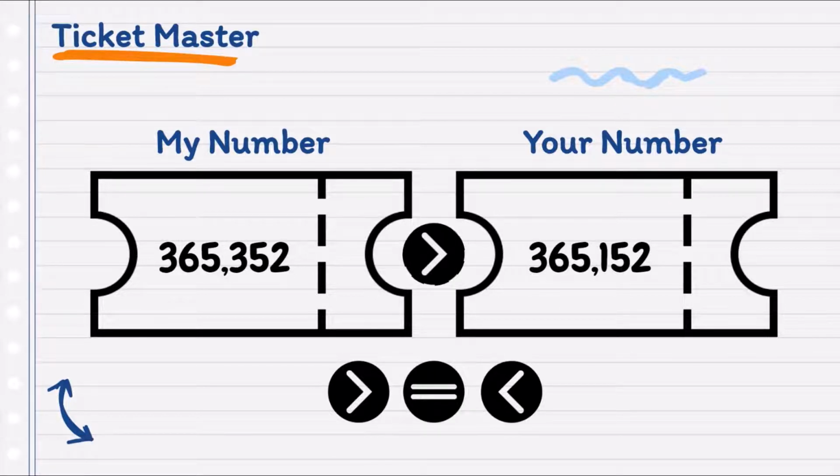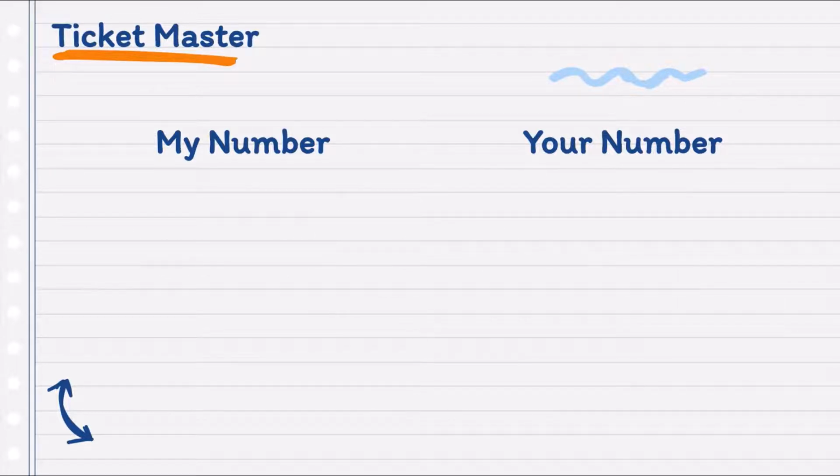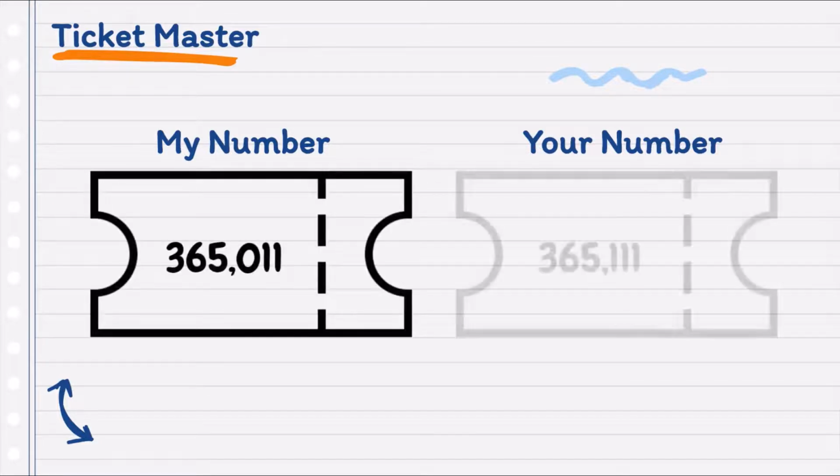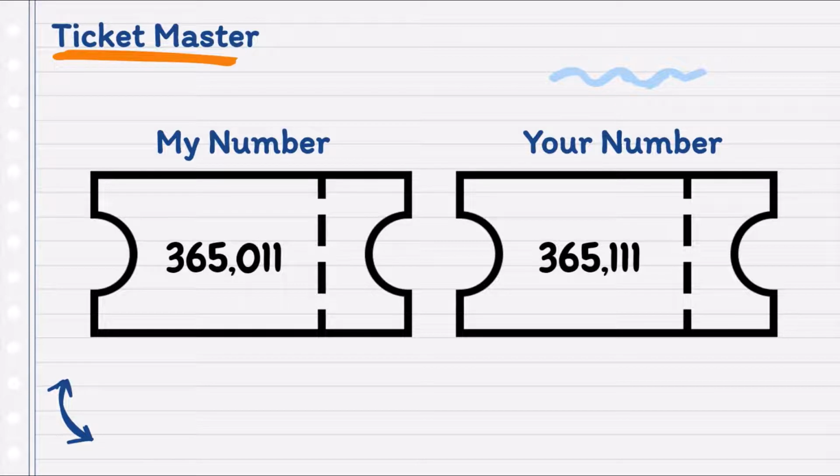So let's make a comparison statement using our two numbers now. One statement you could make is 365,352 is greater than 365,152 because the first number has more hundreds than the second number. Let's practice another. Here's my number, and your number. I'm going to give you a chance right now to read both of these numbers to yourself.